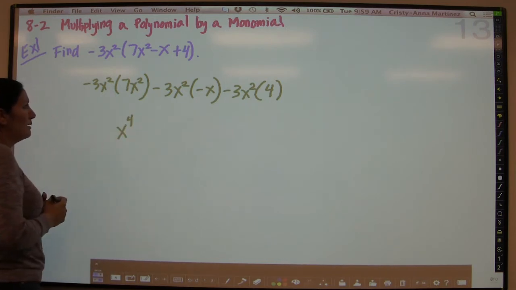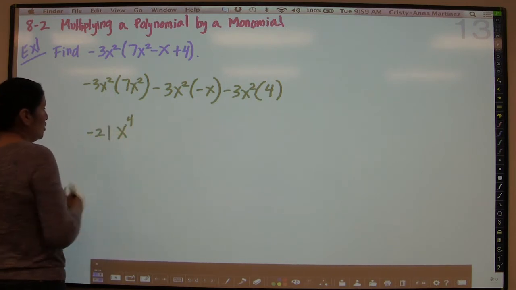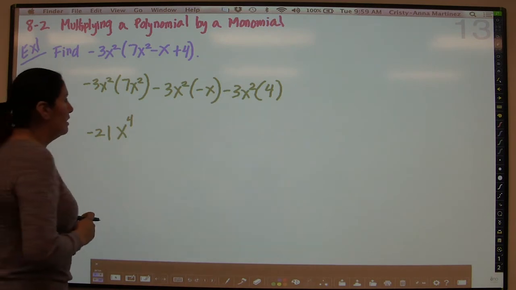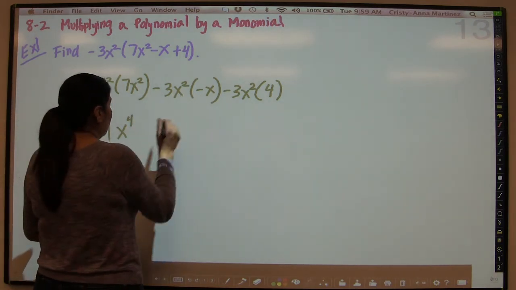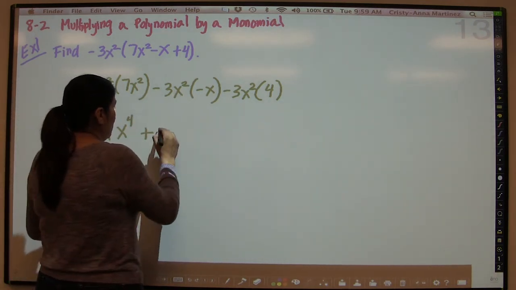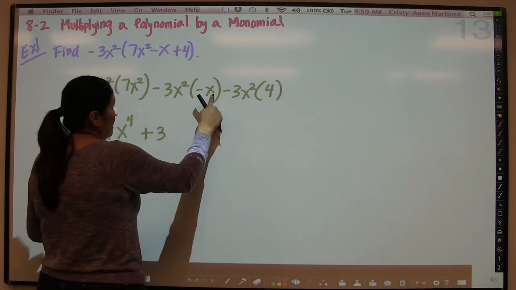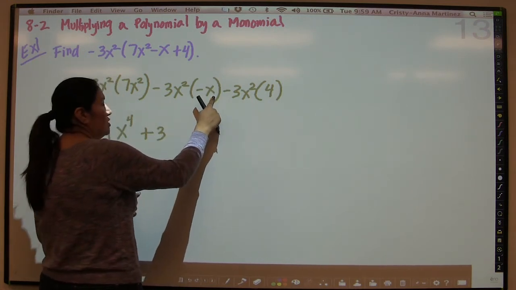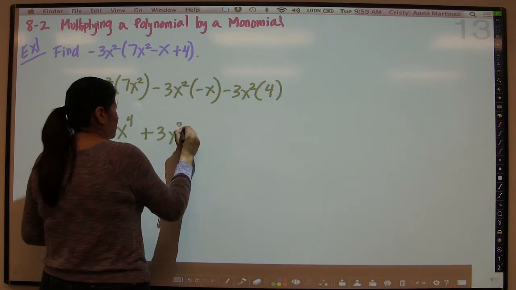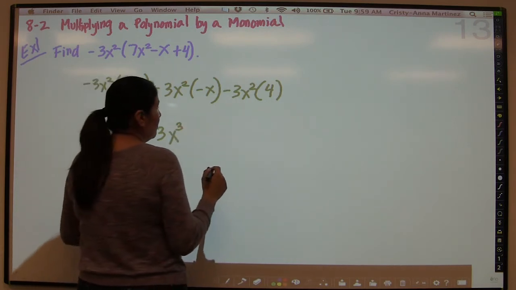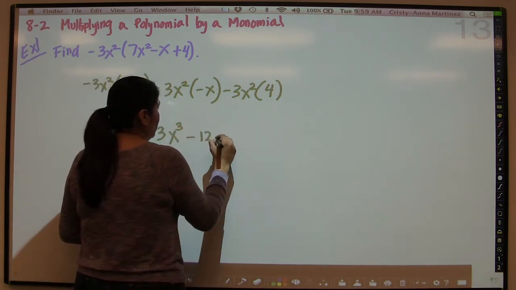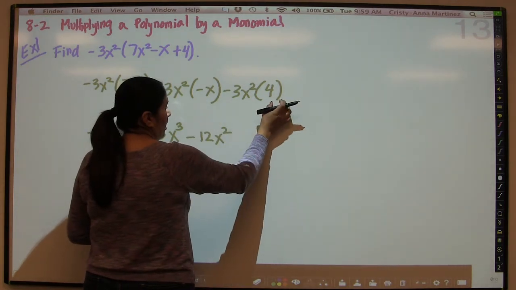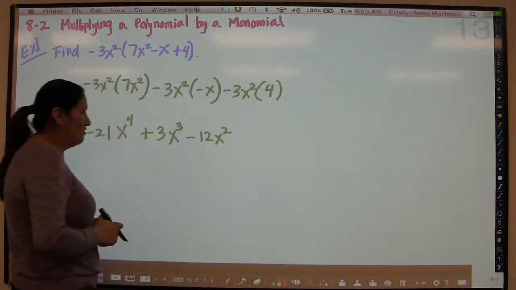And of course, negative 3 times 7 is negative 21. So you get negative 21x to the fourth. Here you're going to have negative times negative is a positive. And then you have 3. And then again, x squared times x to the 1. You add the exponents, and 2 plus 1 is 3. So you get x cubed. And then lastly, negative 3 times 4 is negative 12. And since there is no other variable over here, you just have negative 12x squared.